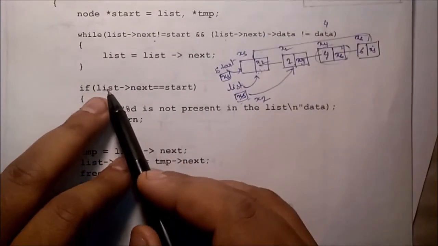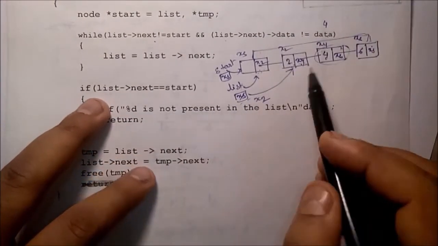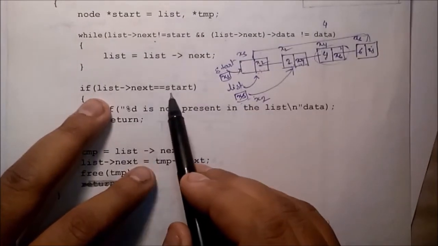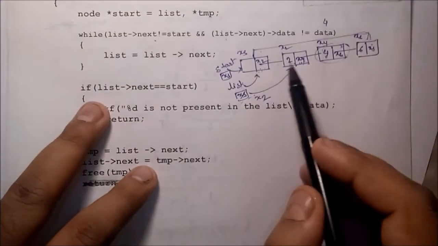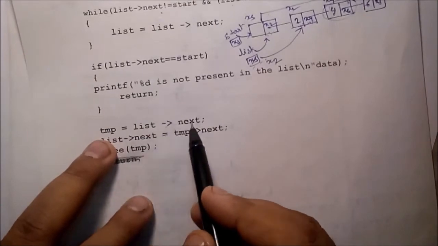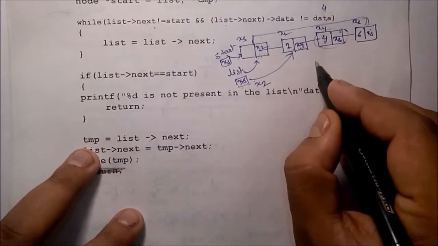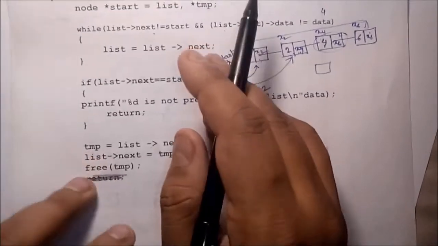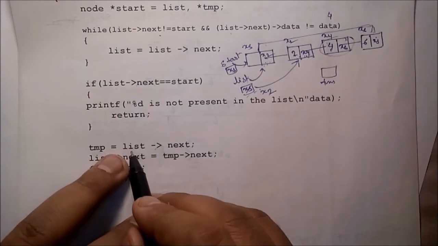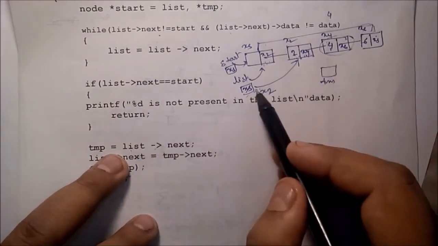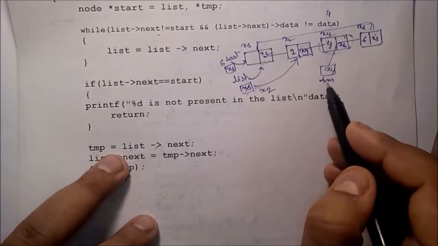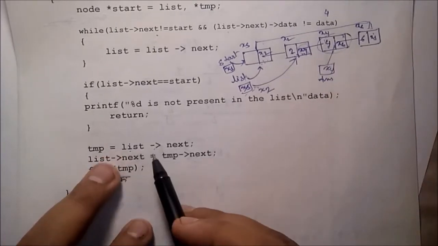Next, if list next is not equal to start, list next next is equal to start. No, in start x6 is there, now x4 is there, so the condition is false. Temp is equal to list next. That means we create one temporary variable. So already we have created one temporary variable temp. In temp we store the address of the list next, the content of the list next. So list next means what? x4. So we just put x4 here. That means in temp we store the address of this particular node.